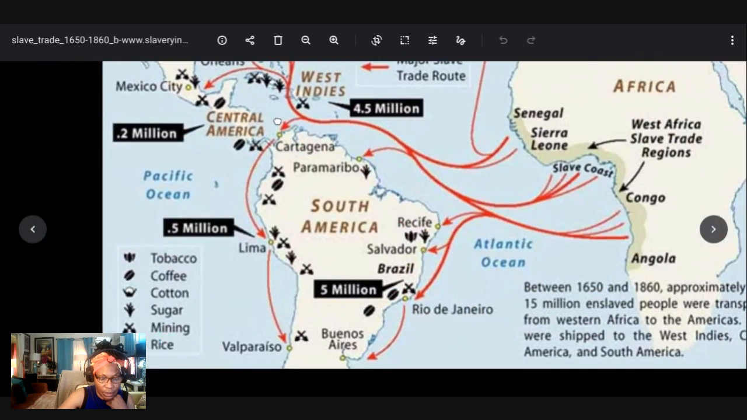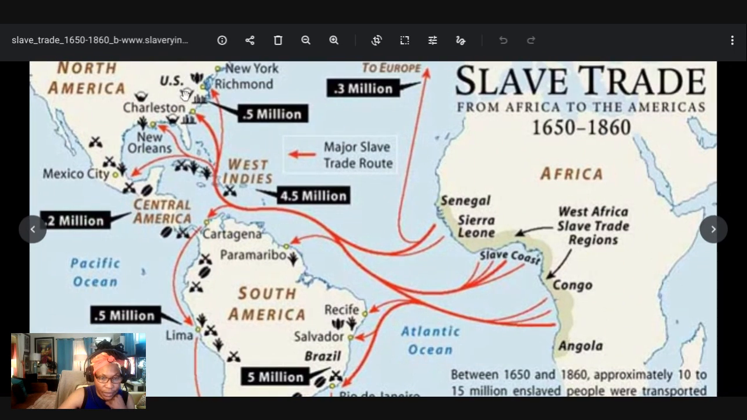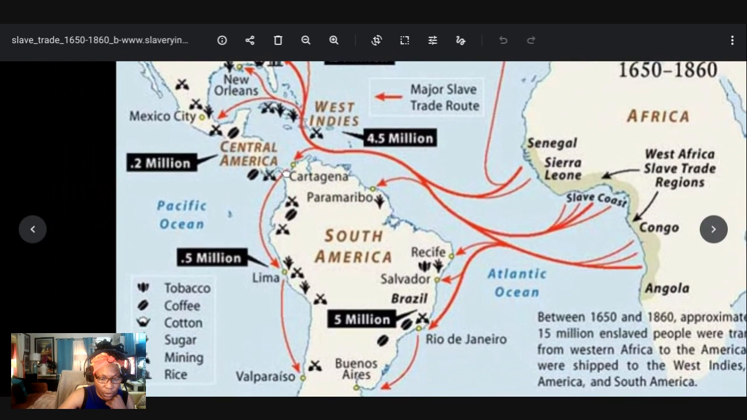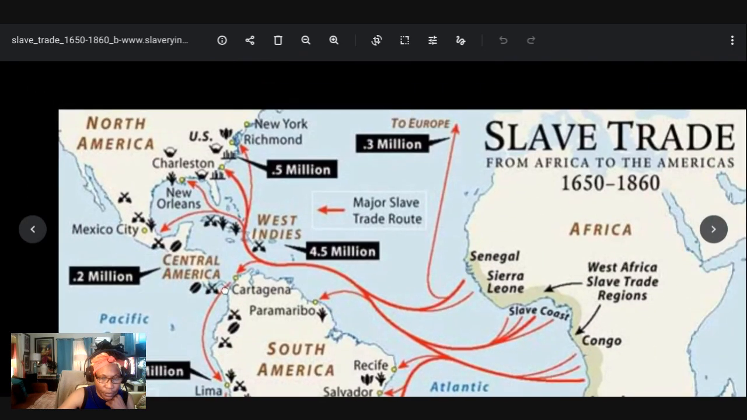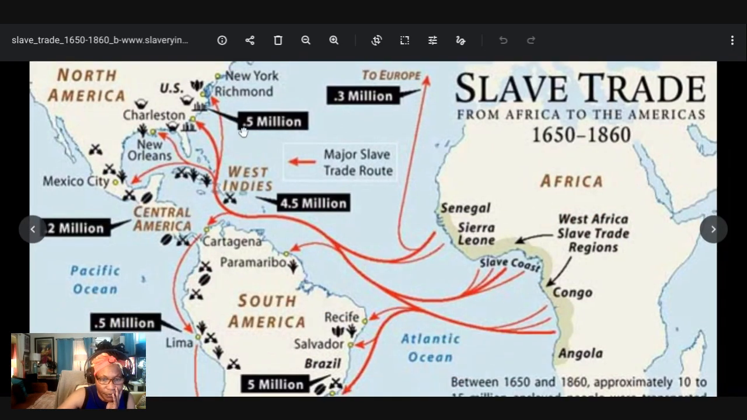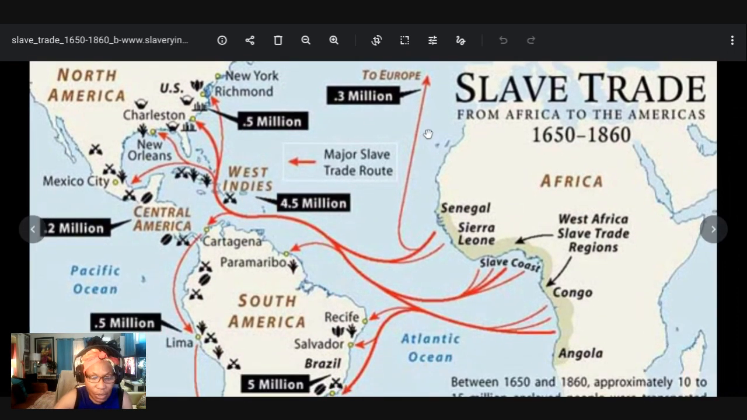Watch this. Yeah, cotton right here. Cotton and also tobacco. North America, 5 million. 3 million went into Europe. I don't know what they did in Europe. It doesn't show exactly what they had them doing. What they had them doing, everything, building from building to agriculture. So they took millions of our people into this place here. Millions. It says slave trade from Africa to the Americas, 1650 to 1860.